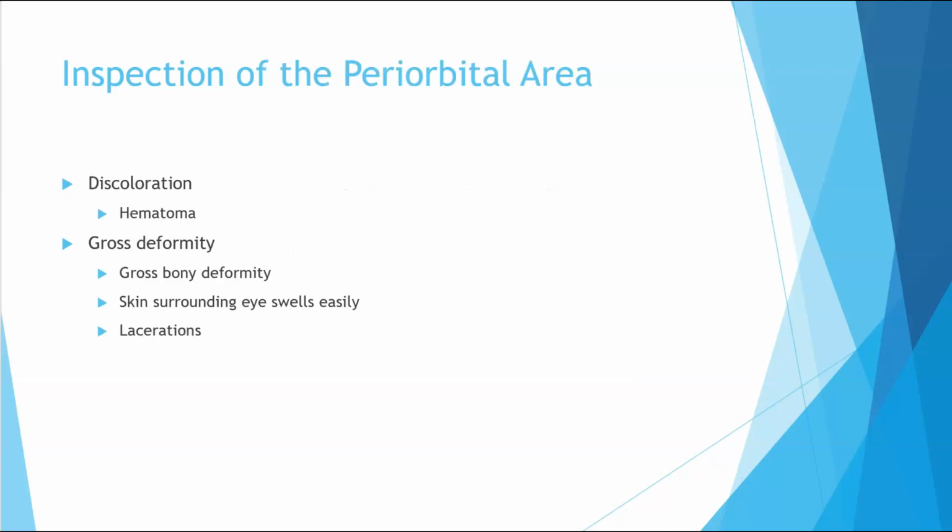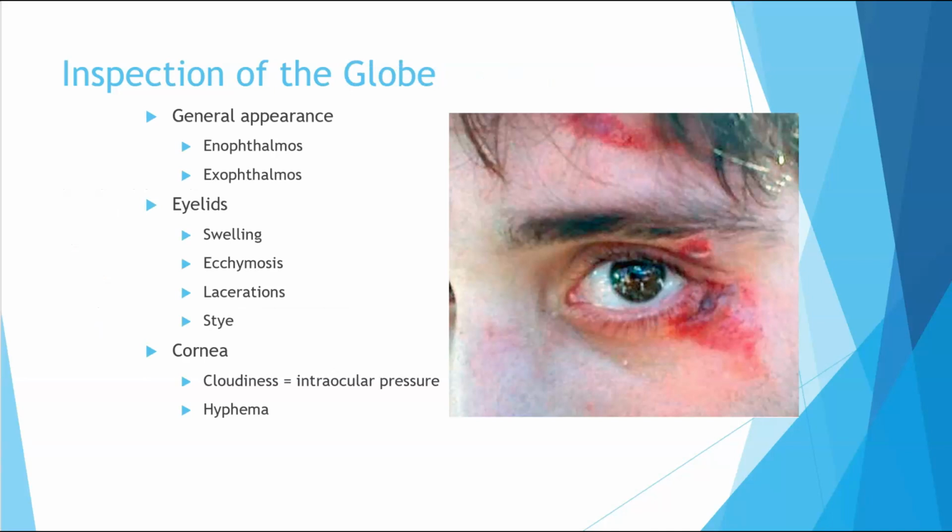The periorbital area, we're looking for discoloration or a hematoma. And then the gross deformity, obviously we can tell if it's a bony deformity, if there's any type of lacerations or specific swelling on the outside part right around the eye. On this, so when we're inspecting the globe, look at the general outside appearance. So this particular person, hopefully we can tell there are several lacerations. So one down here on the inferior aspect, one up here just above the eyelid, and maybe even something going on up here in the forehead.